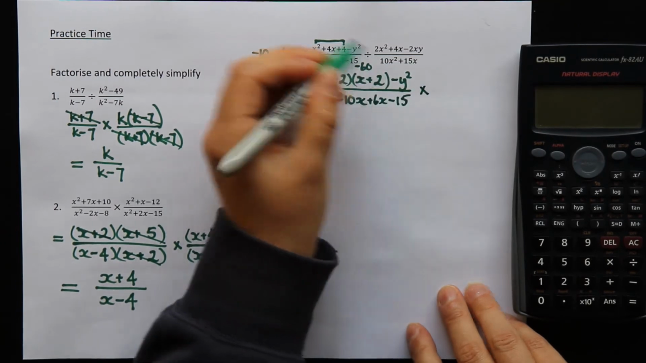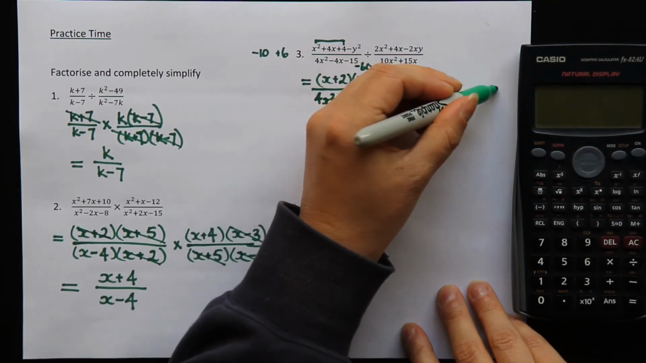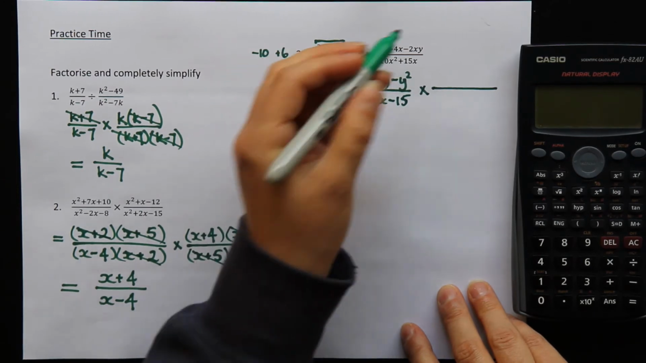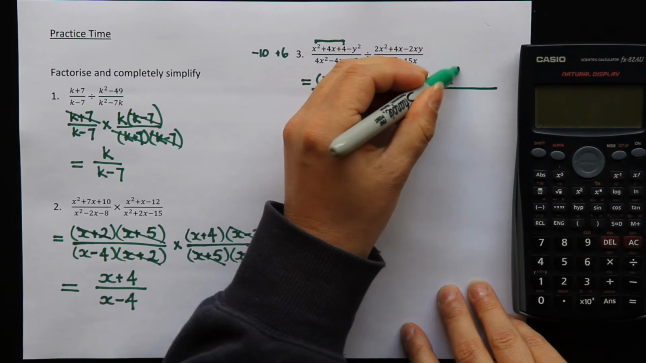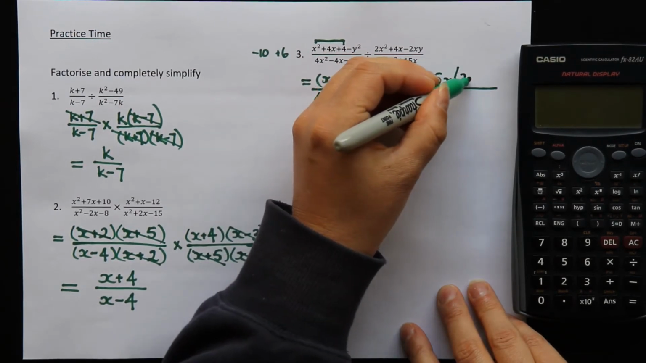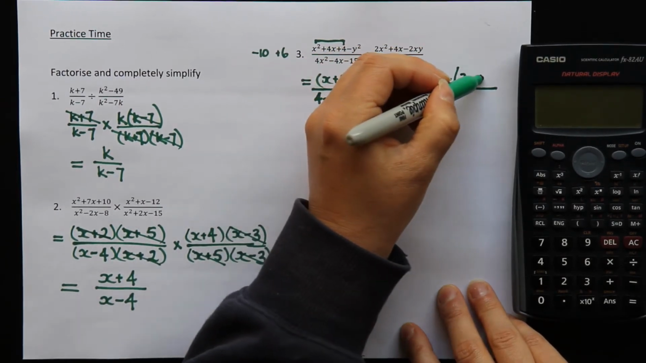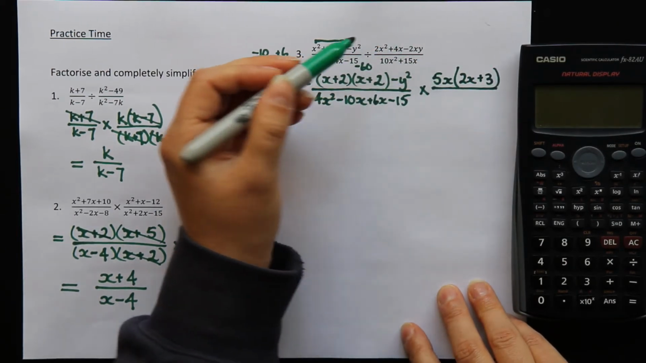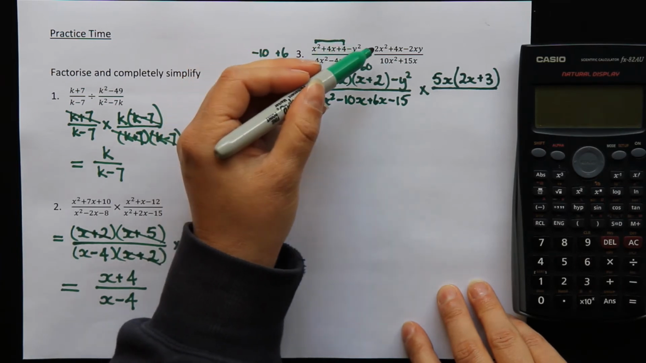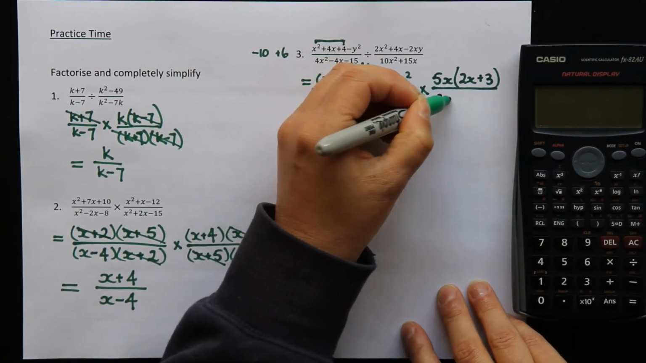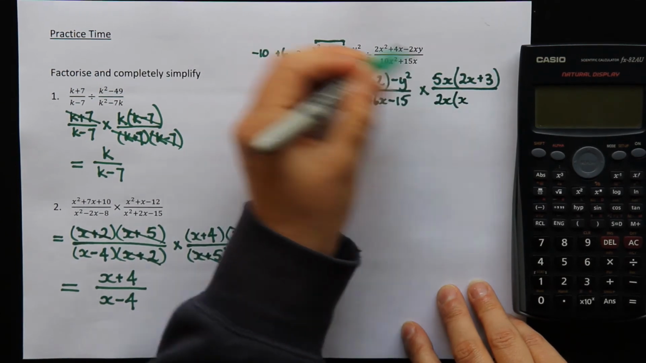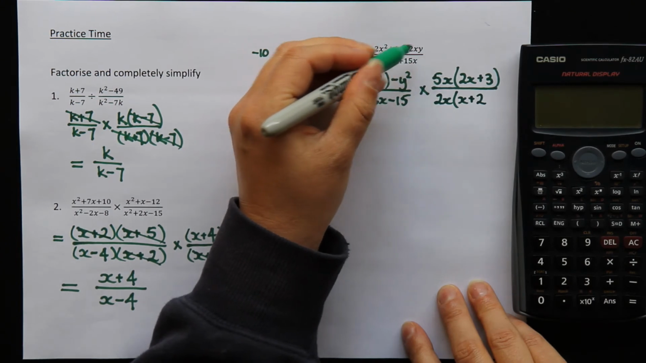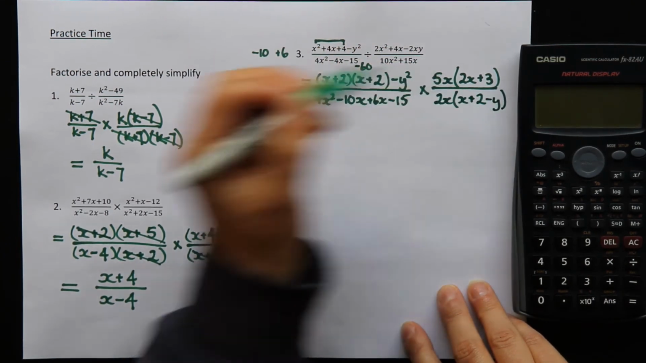Turn the divide into a times, factorise the bottom here to put on the top. This we can factorise out a common factor of 5 and x, leaving us with 2x and a plus 3. This will go to the bottom, and even though there's 3 terms there, all I can do is take out a common factor of 2x, giving me x from there, a plus 2 from there, and a minus y.